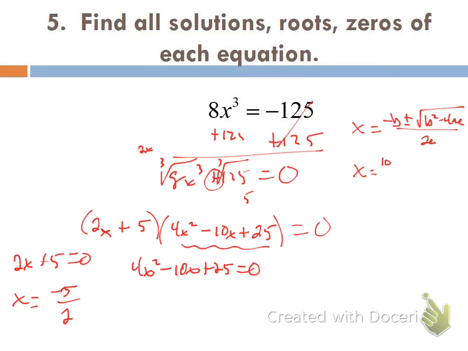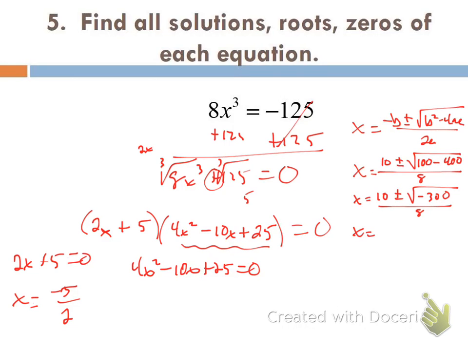Opposite b gives me 10 plus or minus the square root of negative 10 squared is 100 minus 4 times a, which is 16. Negative 4 times 4 is negative 16. And then we're going to multiply it by 25. And that gives us minus 400. All over 2 times a, 2 times 4 is 8. So we go 10 plus or minus the square root of negative 300, all over 8.